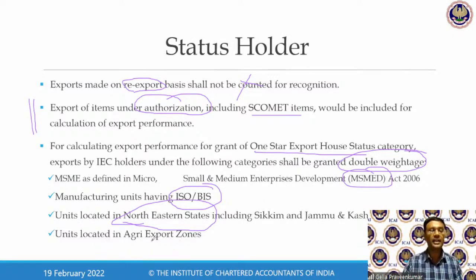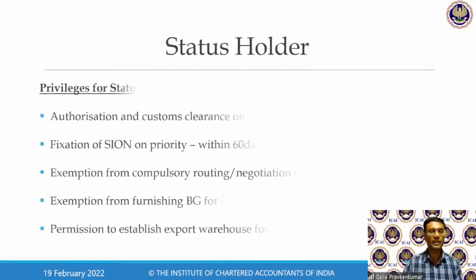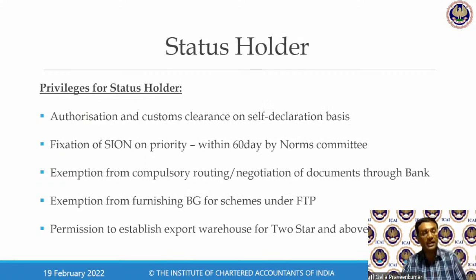Units which are operating in an agri-export zone. Now, why do I look for privilege? I gave a few examples earlier. Authorization for customs clearance on a self-declaration basis. Examination, 4 marks theory question: examine the privileges available for a star status holder under foreign trade policy, where you will give self-declaration.